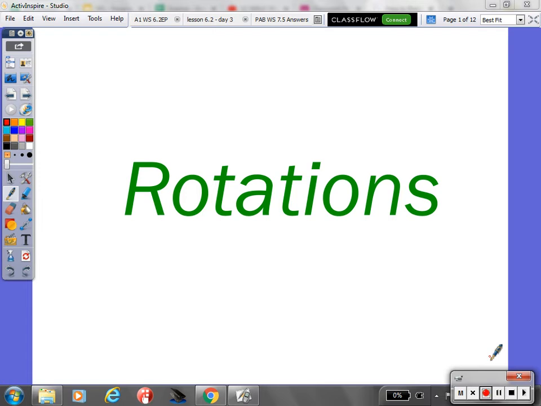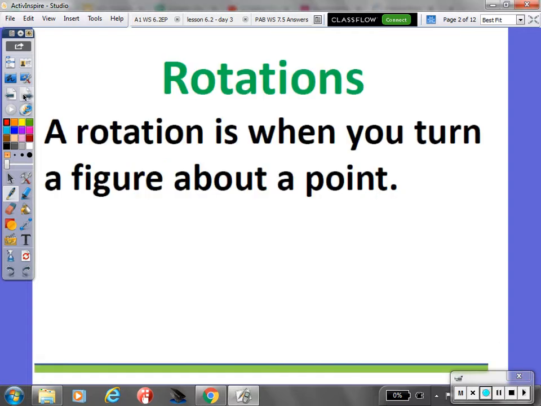When you hear the word rotation, take a second and think about what comes to mind when you hear that word, rotation or rotate. A lot of times I'll hear students say a tire. Tires rotate, or they might say spin. Well, in math, that's exactly what a rotation is. So the rotations we're going to look at is when you turn a figure about a point.